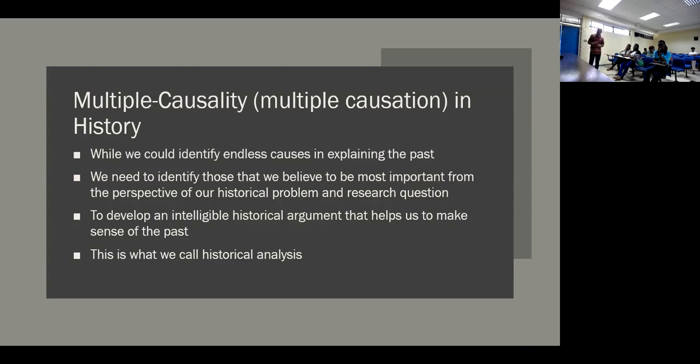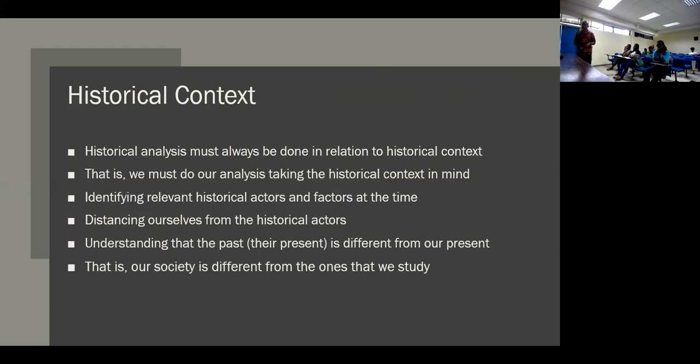To develop, we need to identify those that we believe to be the most important causes from the perspective of our historical problem, research question, and as it became clear, also our approach. In doing that, we will be able to develop an intelligible historical argument that helps us to make sense of the past, right? By determining which are the most important causes, rather than talking about 20, we can create an intelligible historical argument. That's why the decision is important, that we choose which are the most important causes. This is what we call historical analysis. So this is part of the historical analysis.